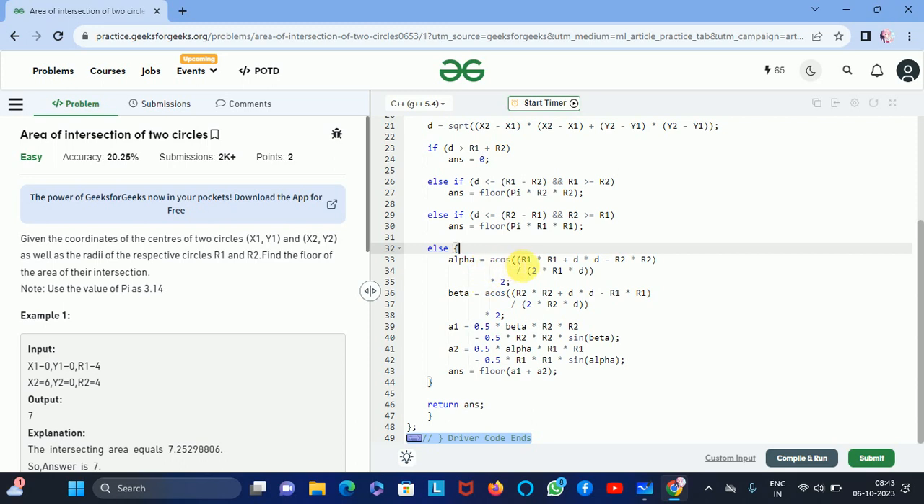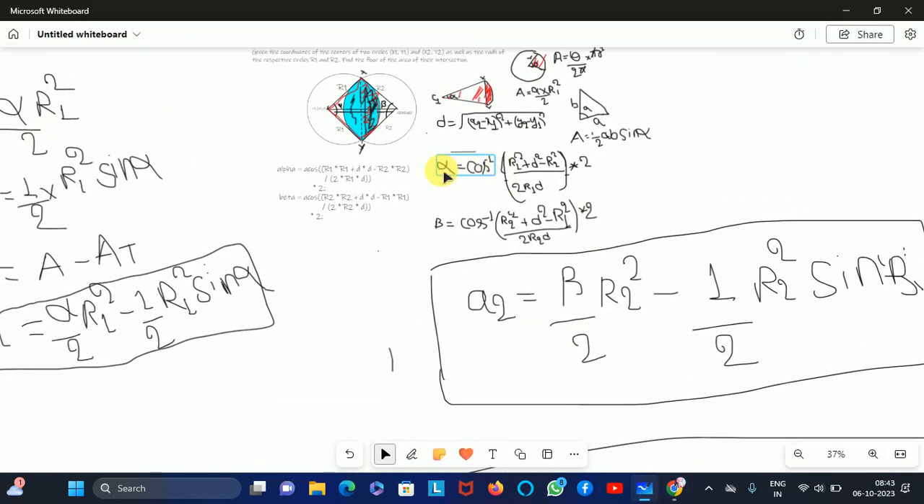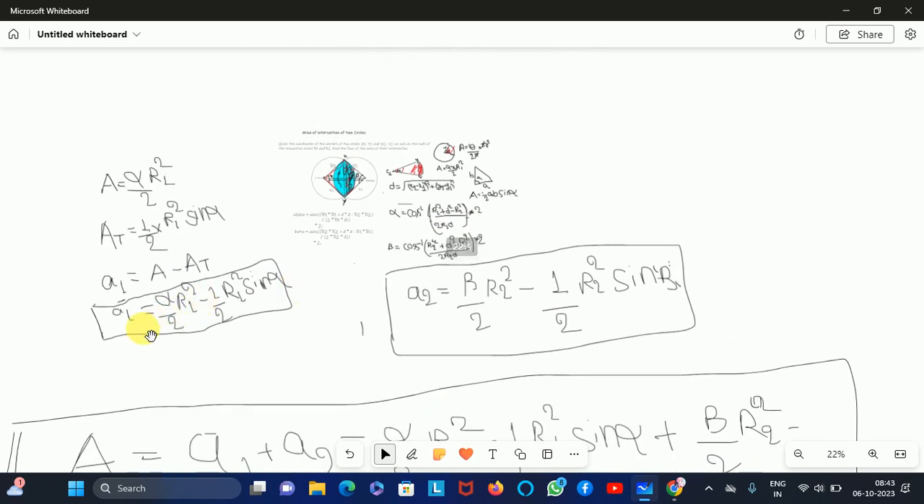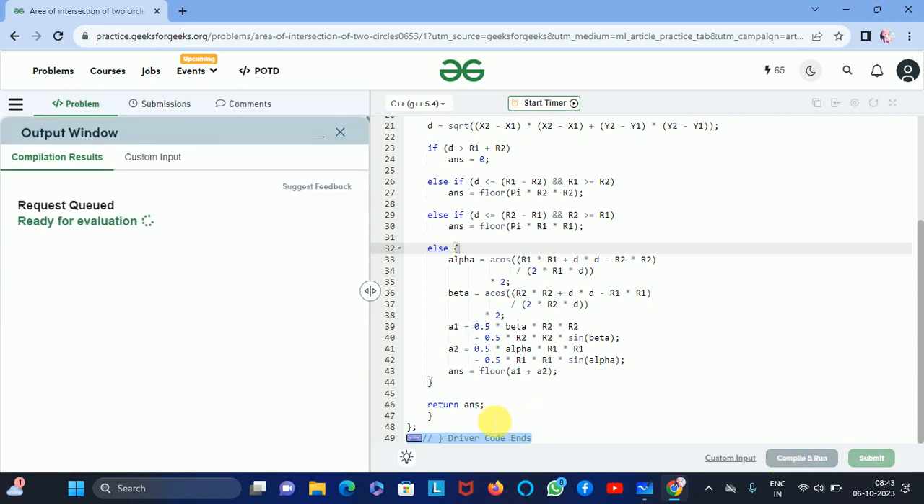So alpha equal to cos inverse of (r1 square plus d square minus r2 square) upon 2 into r1 into d. The same formula I have written here also. So alpha equal to cos inverse of this formula, and beta equal to this formula, and then the area A1 is this. Similarly the same formula is written here also. I have calculated alpha, beta, and then the area will be the shaded region minus the area of the triangle. That's it. So let's compile it. I have discussed all the things. Yes, the answer will be 7. So let's submit this code.